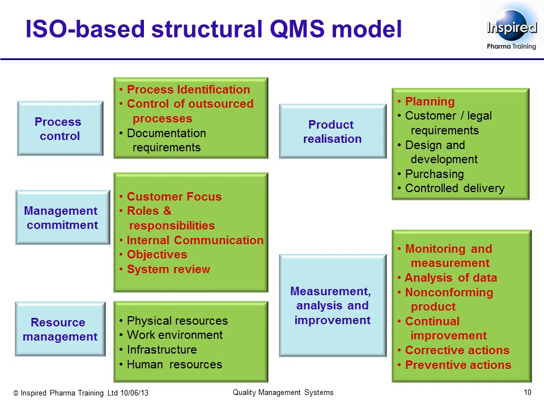Noteworthy additions to the GMP model relate to process control, with its process identification and control of outsourced processes, management commitment, with its customer focus, roles and responsibilities, internal communication, objectives and system review. It also covers planning of activities. Finally, with its emphasis on monitoring and measurement, analysis of data, non-conforming product, continual improvement and corrective action and preventive actions.